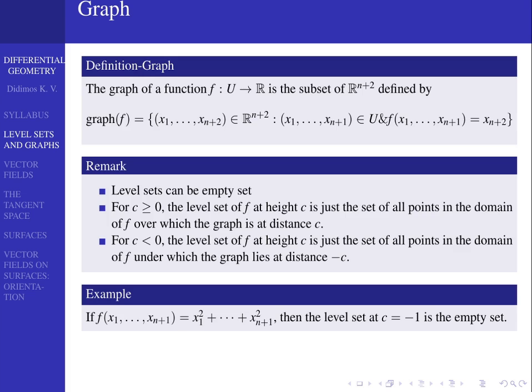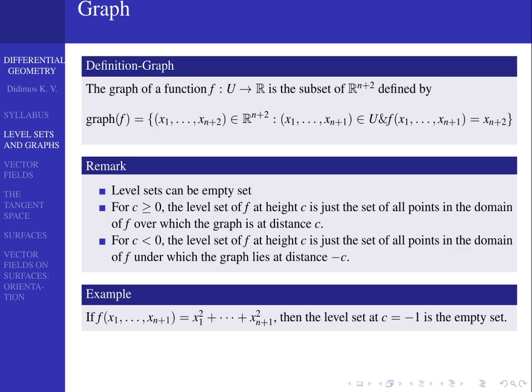If f(x1, x2, etc., xn+1) is equal to x1 squared plus etc. plus xn+1 squared, then we need to evaluate the level set of this function at c equal to minus 1. You can easily say that the level set is defined as the set of all (x1, x2, etc., xn+1). If the domain is not mentioned, you can take it as the whole R^(n+1). Then the set of all (x1, x2, etc., xn+1) with this square sum equal to minus 1.